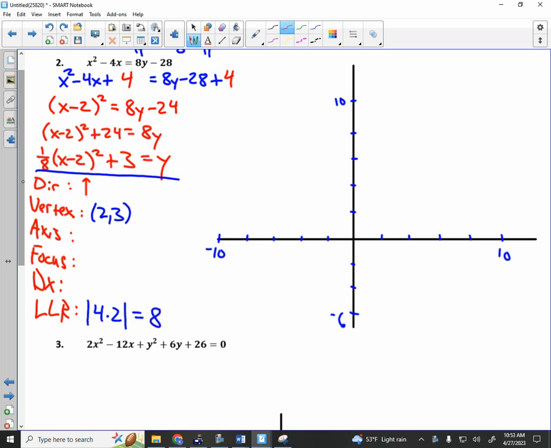That should be enough for me to be able to get a good picture of this. All right. Instead of filling all this out, I'm going to plot the vertex over 2, up 3.